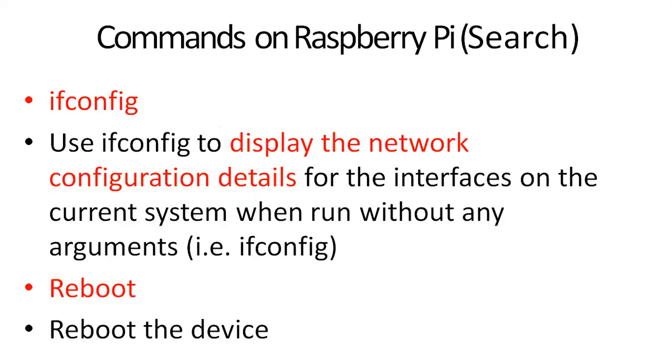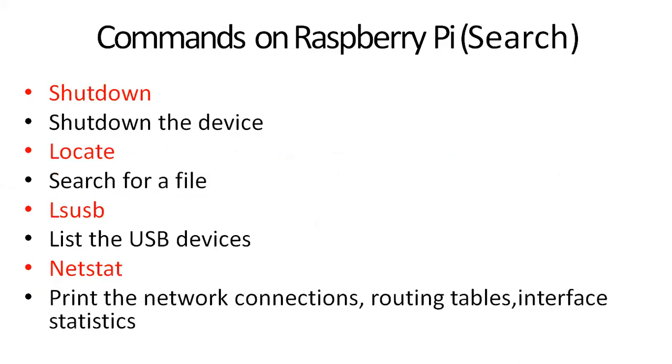And then ifconfig, to display the network configuration details. For displaying the network configuration details you use the ifconfig command in a Raspberry Pi. Very important one. And then reboot, this is for rebooting purposes. And then shutdown: if you want to shut down the device, in the console you will write the shutdown command.